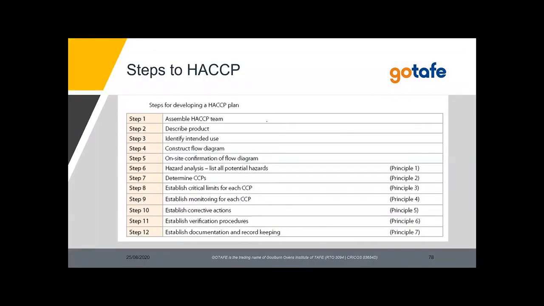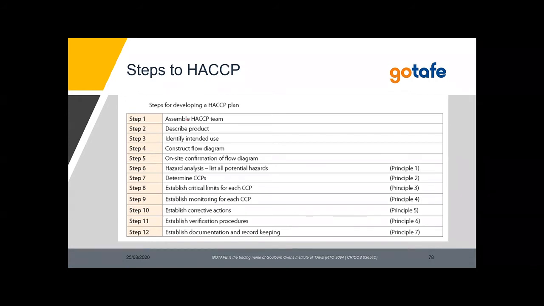There are 12 steps to set up a successful HACCP plan, and we're going to go through them one by one. The first is to assemble a HACCP team. Then we describe the product: what the product is and what its composition is. Step 3 is to identify the intended use, whether it's ready to eat or needs further processing before consumers. Obviously it's totally different when you think about the further processing of a food product.